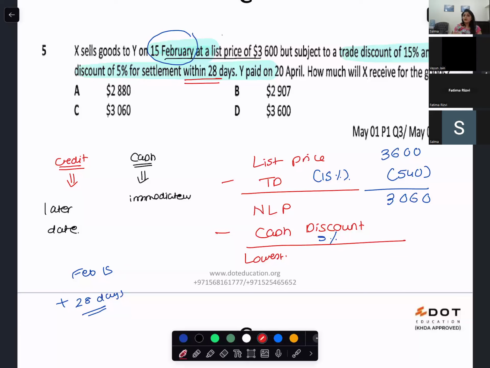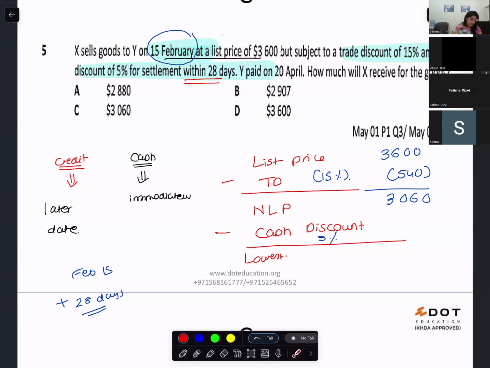If I have sold the goods on 15th of February, cash discount is to be given only if the settlement is made within 28 days. Y has paid on the 20th of April. So till what date can he make the payment so that I can give him cash discount?